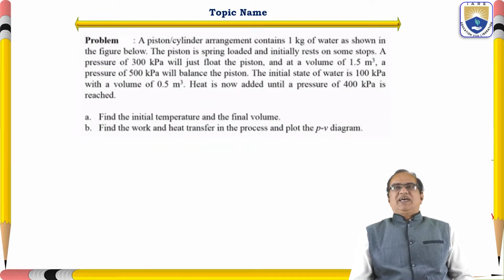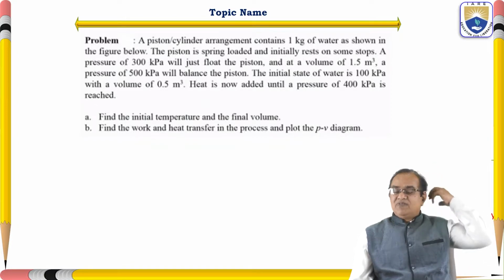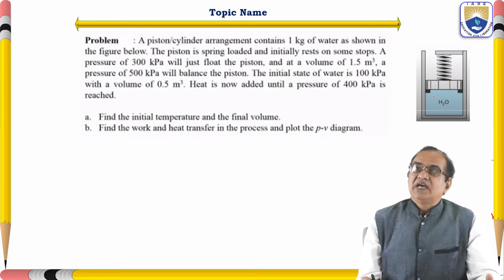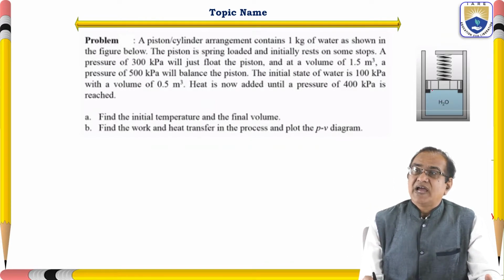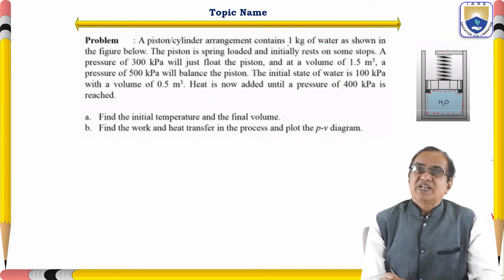A piston cylinder arrangement contains 1 kg of water. So mass is given as 1 kg of water, as shown in the figure below. The piston is spring loaded and initially rests on some stops. So here you can see the system is water, and here is the water. The mass of water is given as 1 kg.